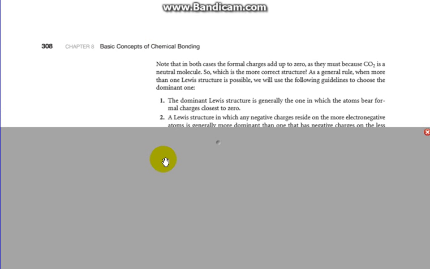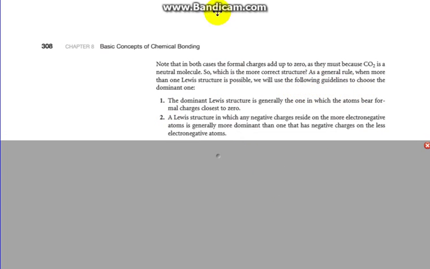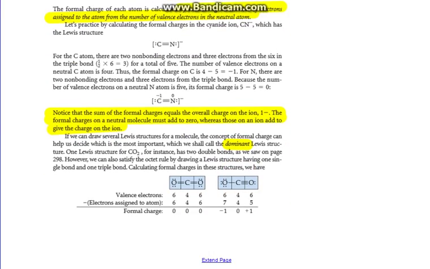As a general rule, when more than 1 Lewis structure is possible, we'll use the following guidelines to choose the dominant one. So we'll come across this from time to time. The dominant Lewis structure is the one in which the atoms bear a formal charge closest to 0. So one in which all of them are 0 if we can do it. So of course that would include this one because this one results in formal charges of 0 across the board.